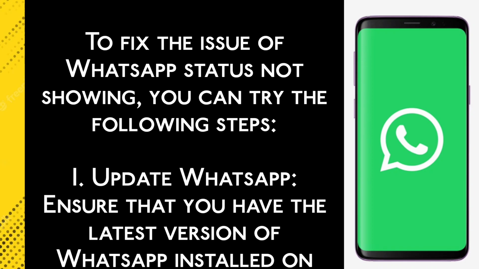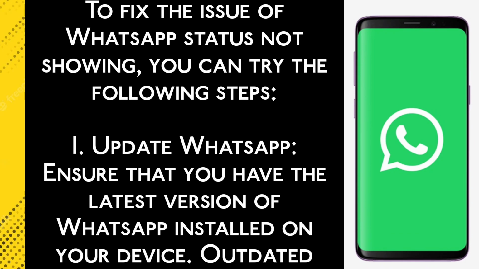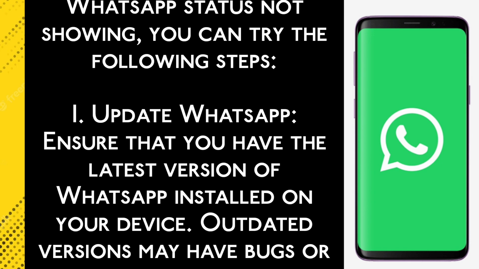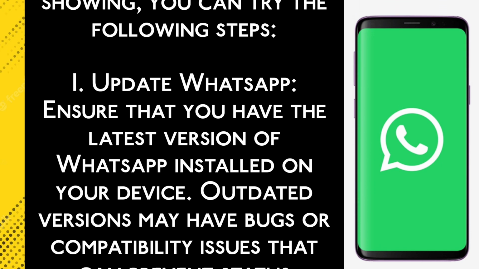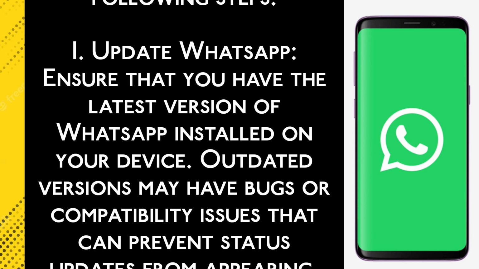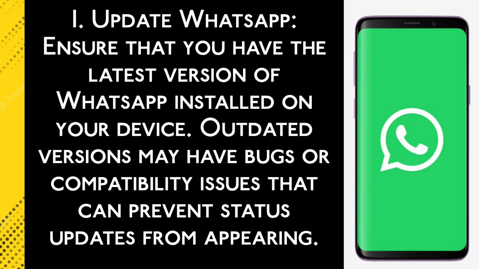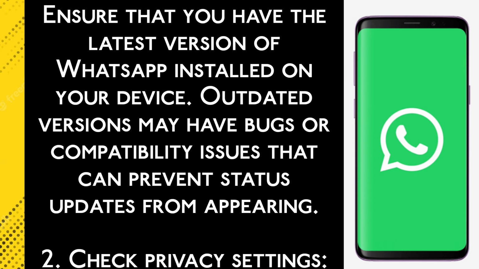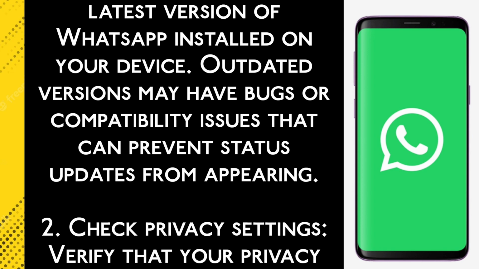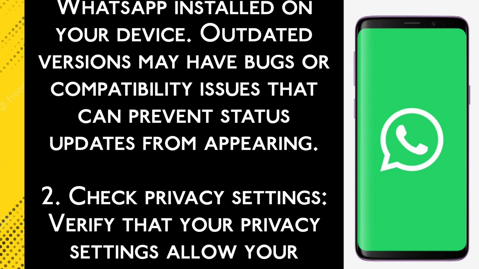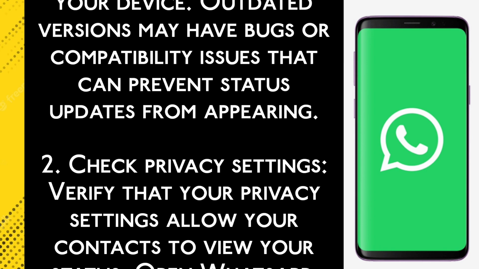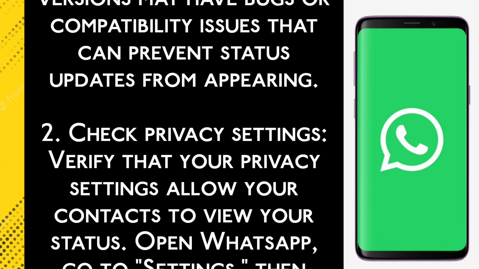To fix the issue of WhatsApp status not showing, you can try the following steps. Number 1. Update WhatsApp. Ensure that you have the latest version of WhatsApp installed on your device. Outdated versions may have bugs or compatibility issues that can prevent status updates from appearing.